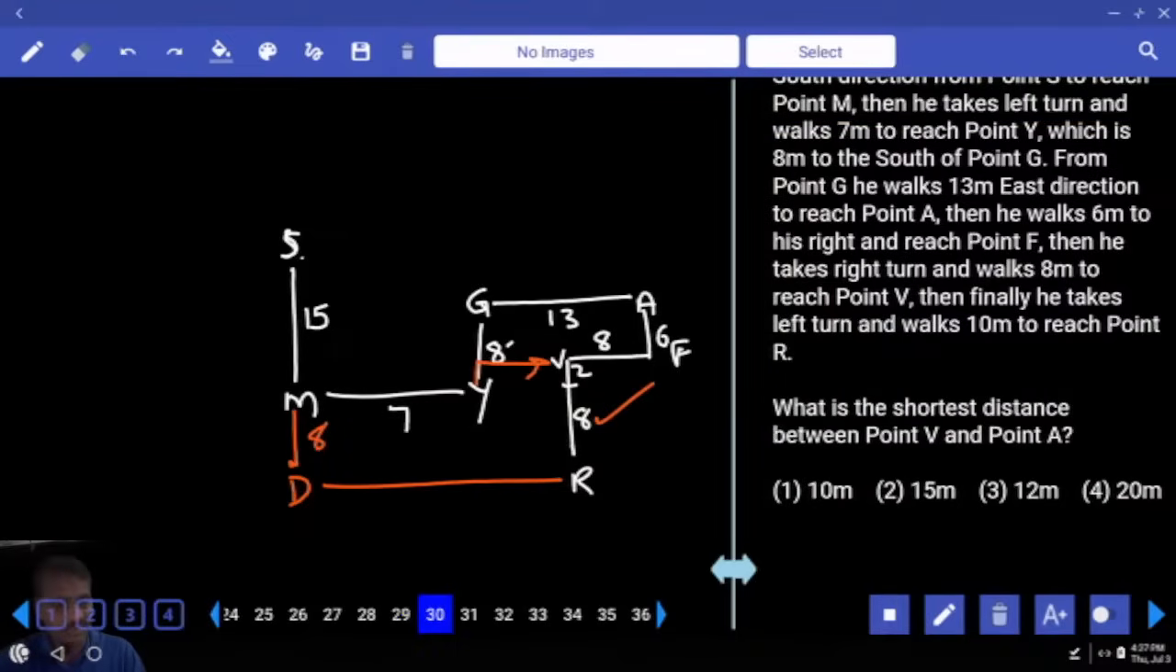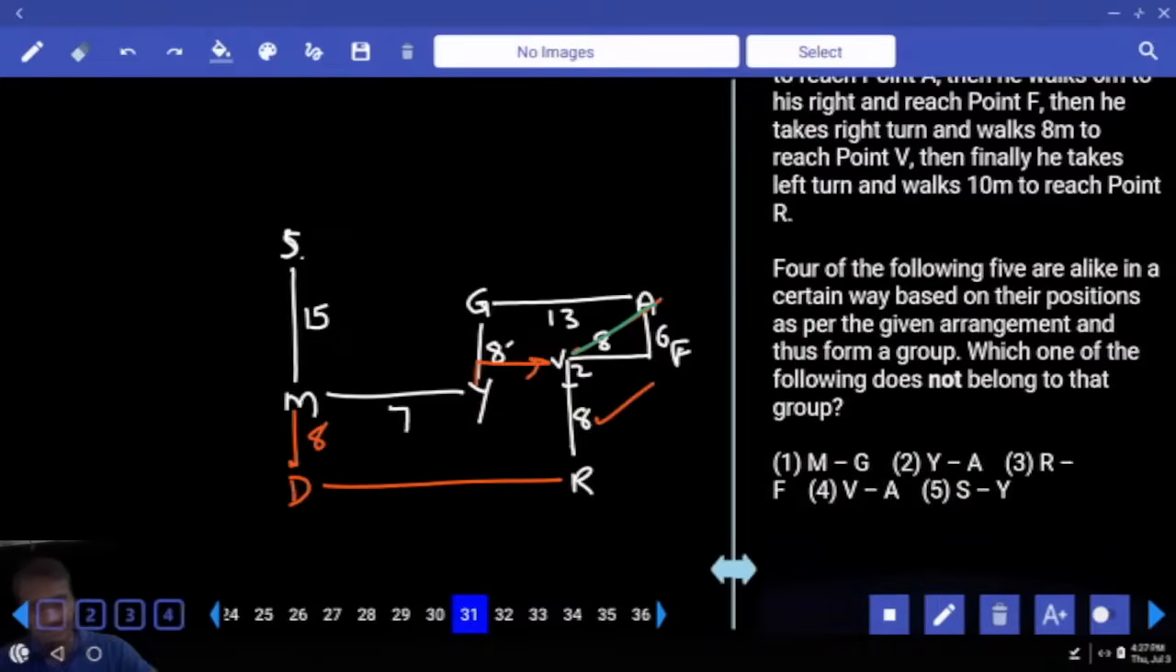The next one, the 30th. The shortest distance between V and A. Now V is here and A. Between V and A, we need to find out the shortest. What is the shortest here? 6 and 8. 6 square plus 8 square, 36 plus 64, 100, which is 10 meters, choice 1.